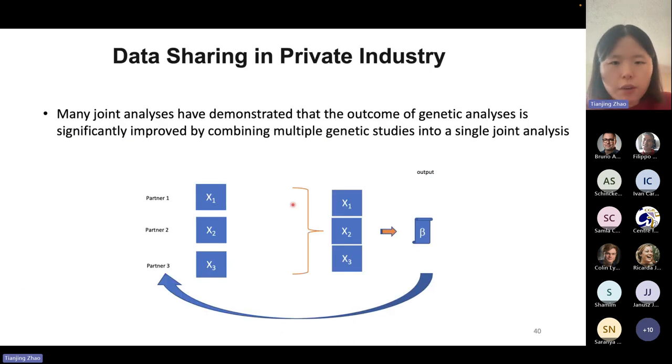Data sharing can also be very important for private industry. This is because if we can share the data, we can do joint analysis using a much bigger data size, and this joint analysis can help us make more powerful discoveries.